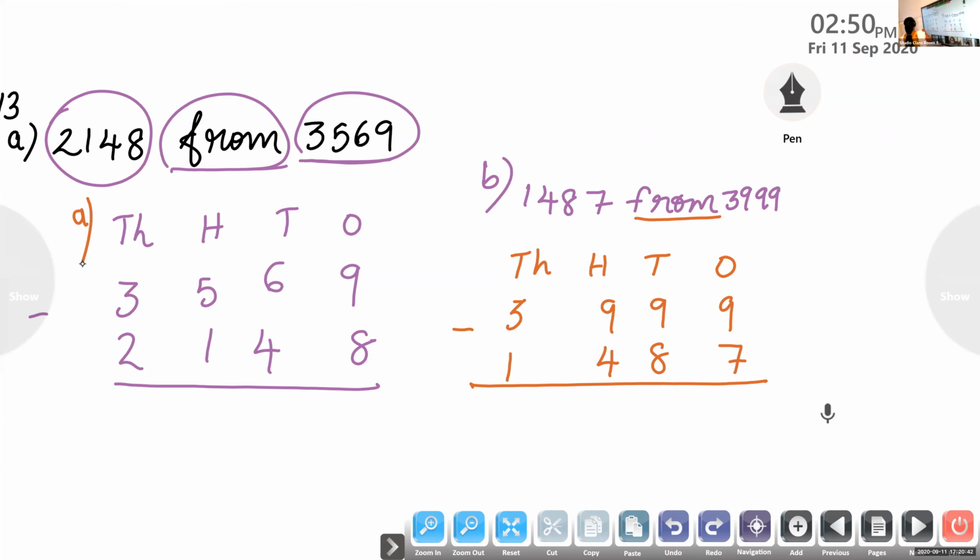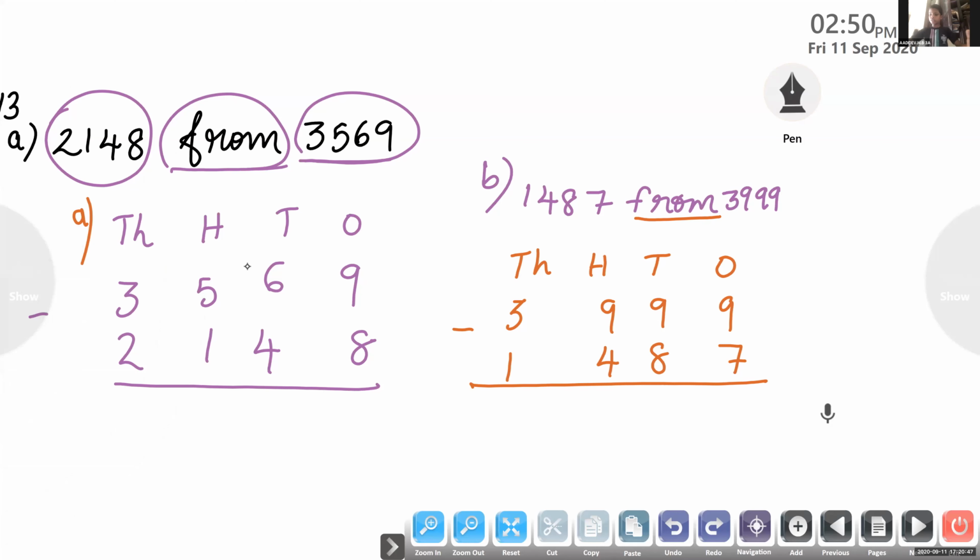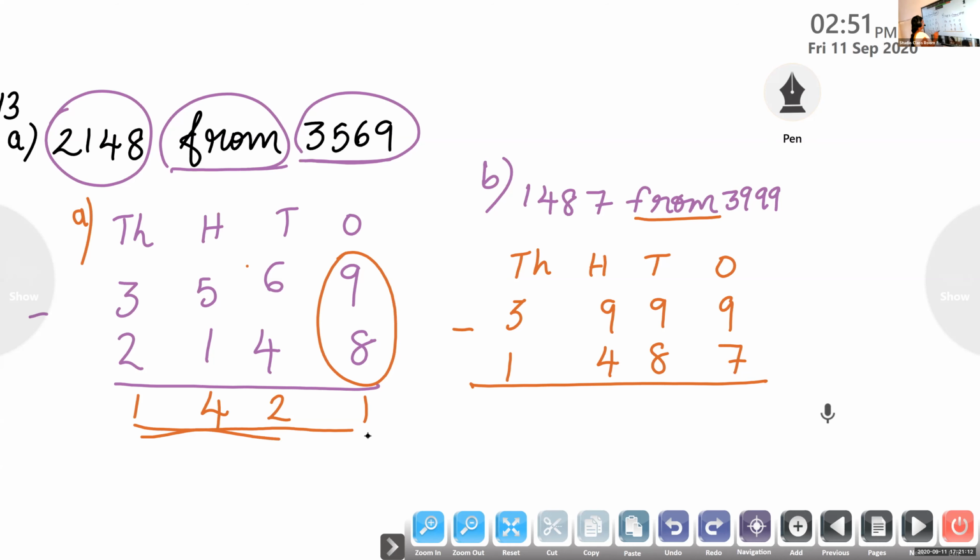From where should we start subtraction? Ones place. We are going to discuss question A first. So 9 minus 8. What do you get? 1. 6 minus 4. 2. Take 6 fingers, close 4 fingers. 2. 5 minus 1, 4. 3 minus 2, 1. Okay. Will you read the number? 1,421.